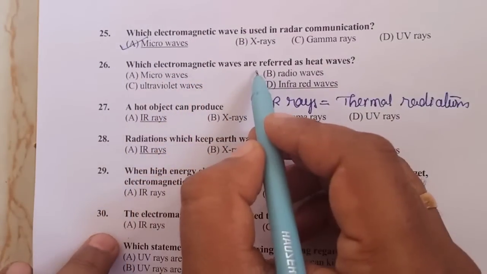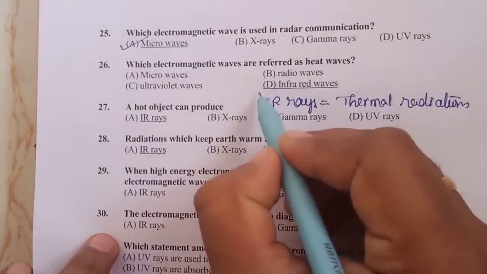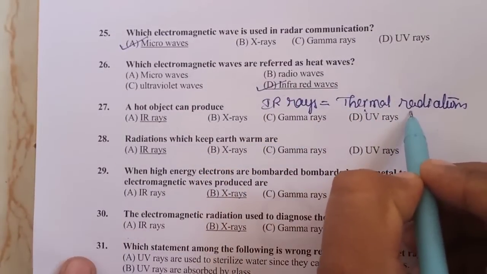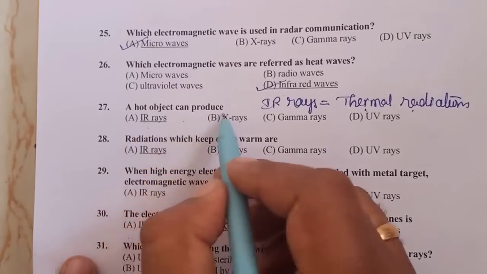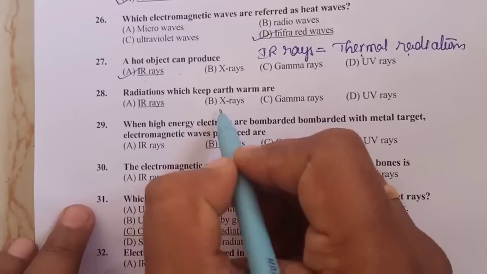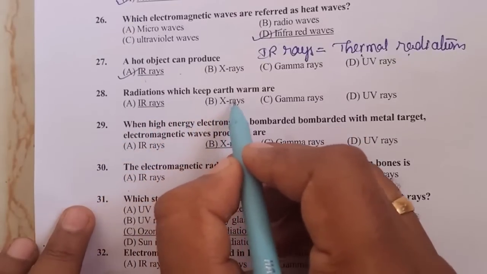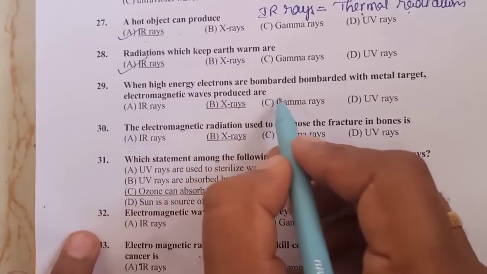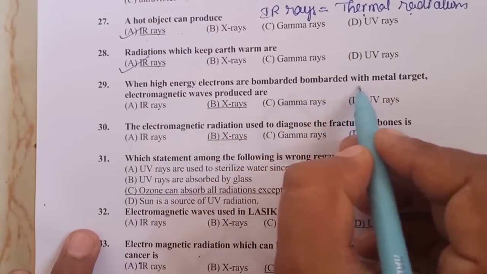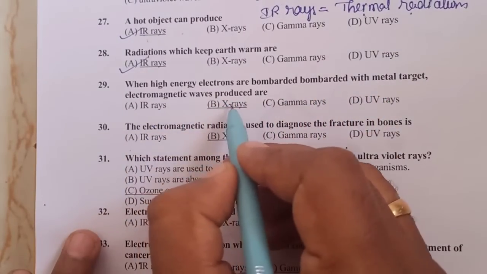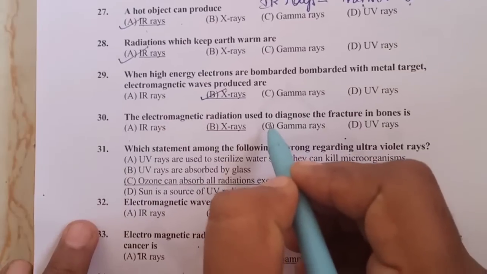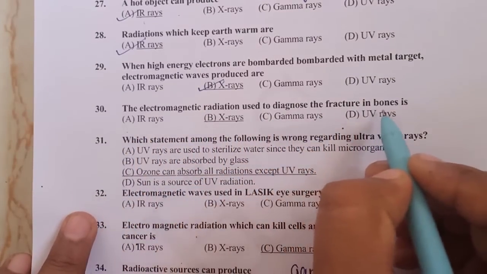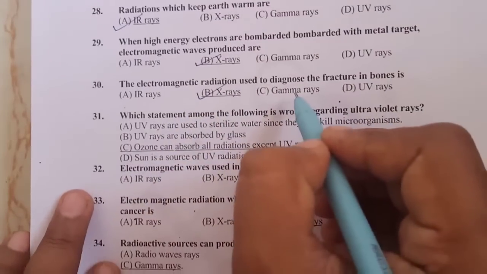Which electromagnetic waves are referred to as heat waves? They are infrared rays, also called heat waves or thermal radiation. A hot object can produce IR radiation. Radiation which keeps the earth warm is called IR radiation. When high energy electrons are bombarded on a metal target, electromagnetic waves are produced. Those waves are called X-rays. The electromagnetic radiation used to diagnose a fracture in a bone is called X-rays.